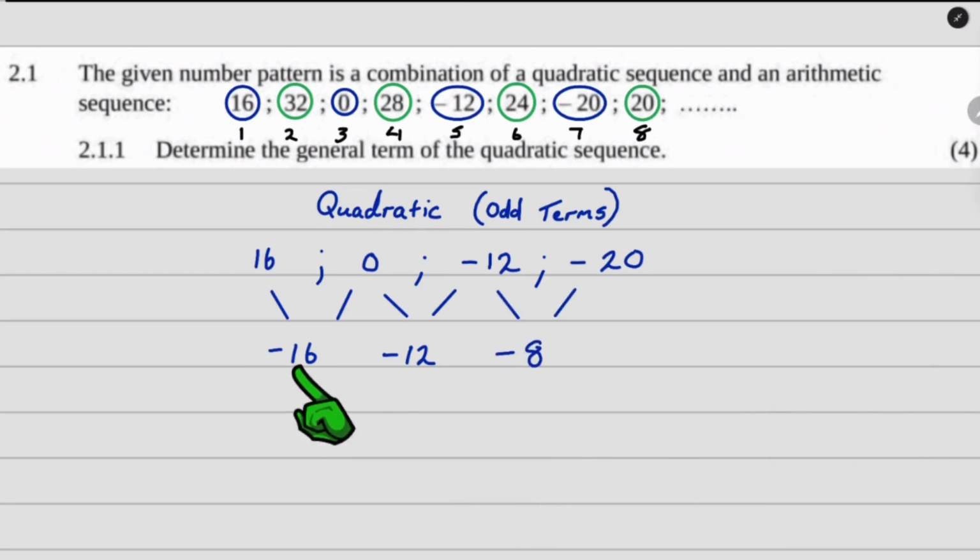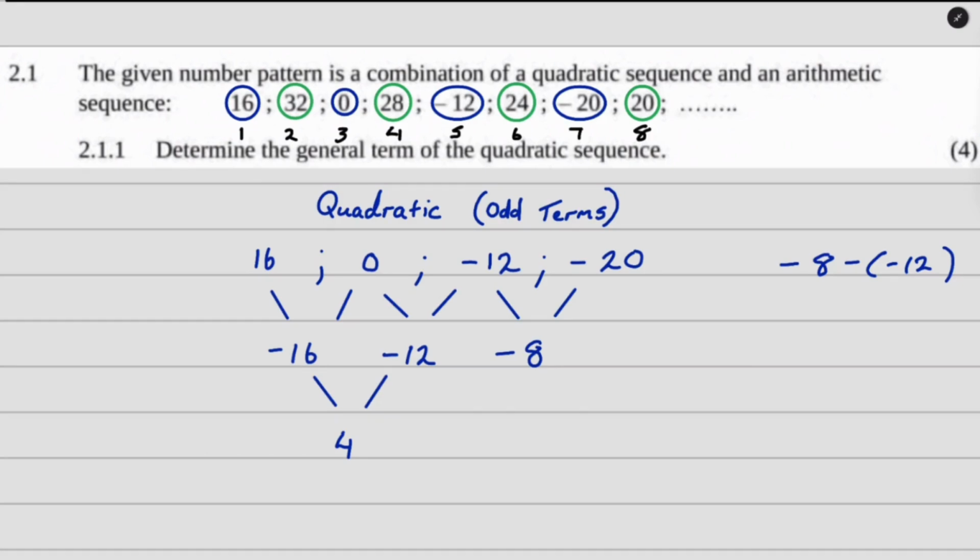Okay, we're going to do that once again for our first differences. So we're going to say right minus left. So it's going to be minus 12 minus minus 16. And then these two minuses will make a plus. So I get minus 12 plus 16, which will give me 4. Okay, and then the last one will be minus 8 minus minus 12. These two will turn into a positive, so it's minus 8 plus 12, which will give me positive 4 once again, just as I expected, because with a quadratic sequence, the second difference is always the same.